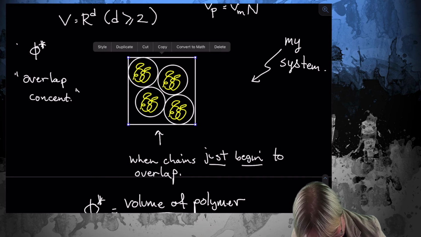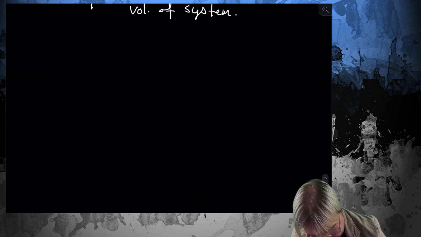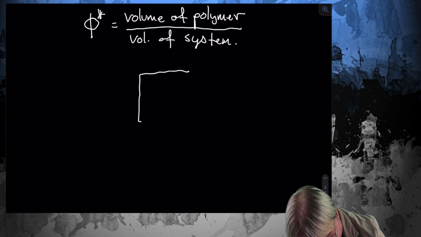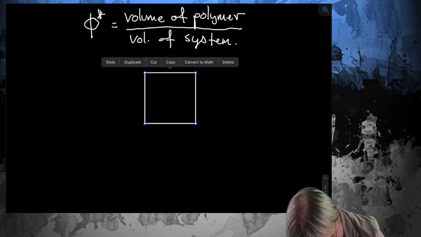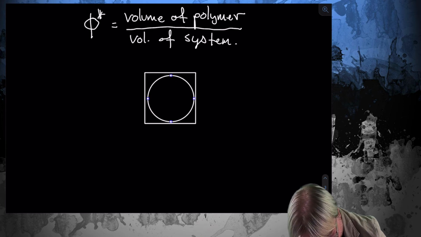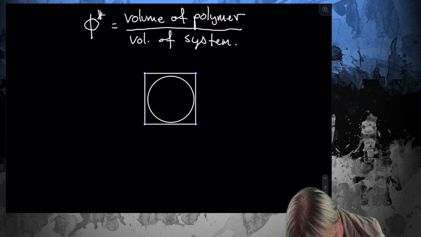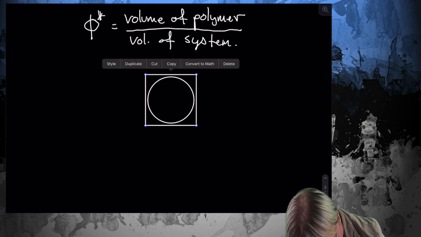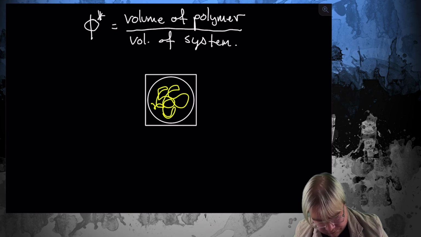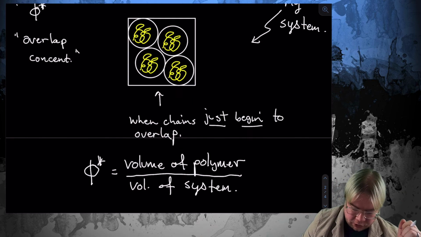So let me copy this. And I'm trying to paste it, but it's not working. Okay, fine. So the volume of my system is that, which is basically the same as the pervaded volume of my polymer chain. I'm trying really to get it to scale here. All right. And then inside of this, of course, is my polymer. So what I've done is I've shrunk my system down to just look at one of these chains.